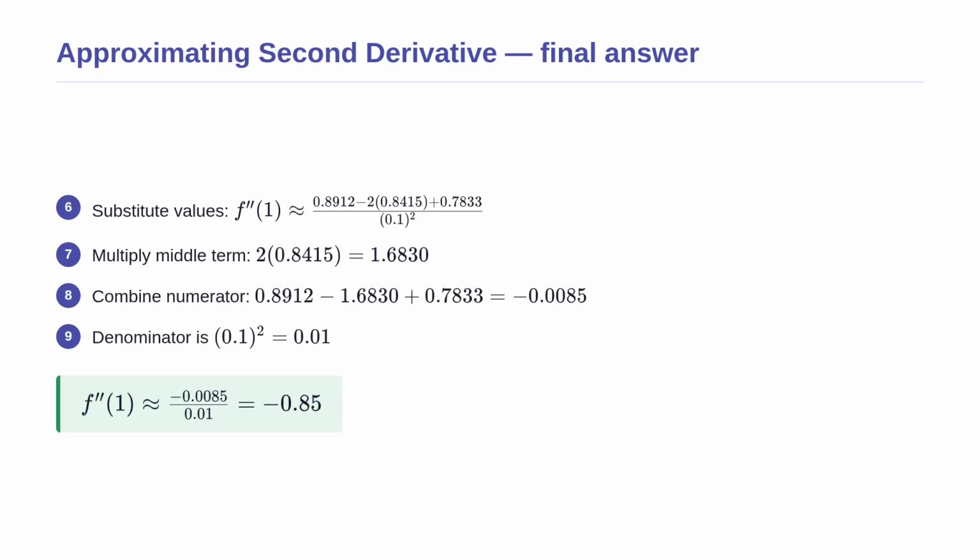Continuing our calculation, we substitute these sine values into our formula. We multiply the central value by 2, giving 1.6830. Combining the numbers in the numerator yields negative 0.0085. This negative number makes perfect sense because a sine wave is curving downwards at 1 radian. Finally, we divide by our denominator 0.01, which gives a final approximation of negative 0.85. The exact calculus answer is negative 0.8415, showing our numerical method is exceptionally accurate.